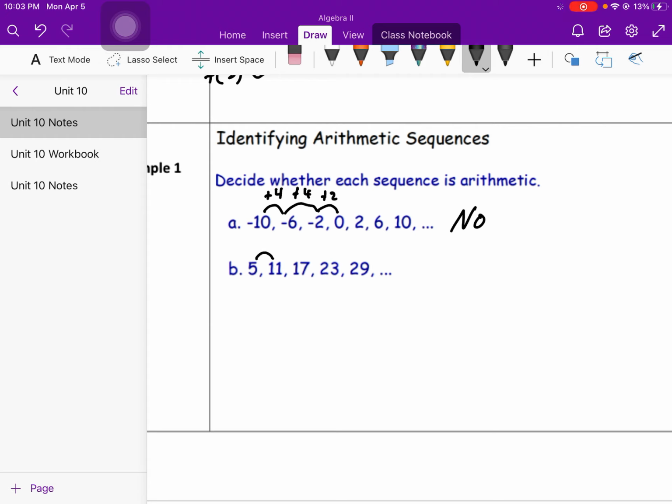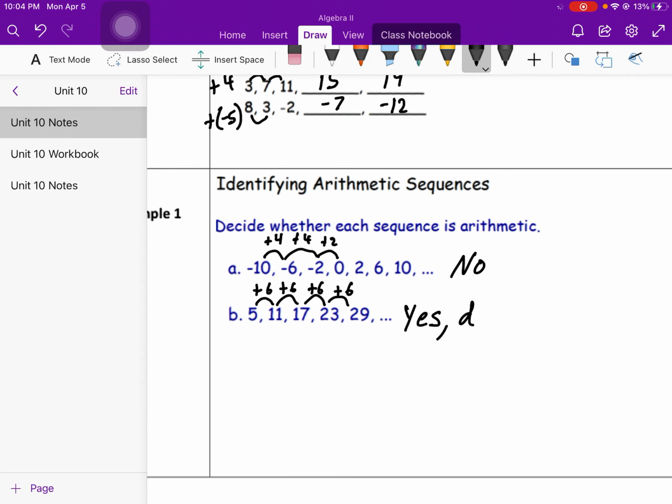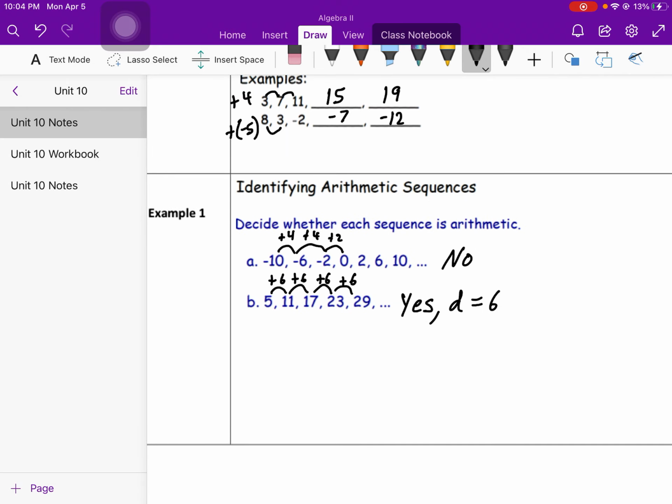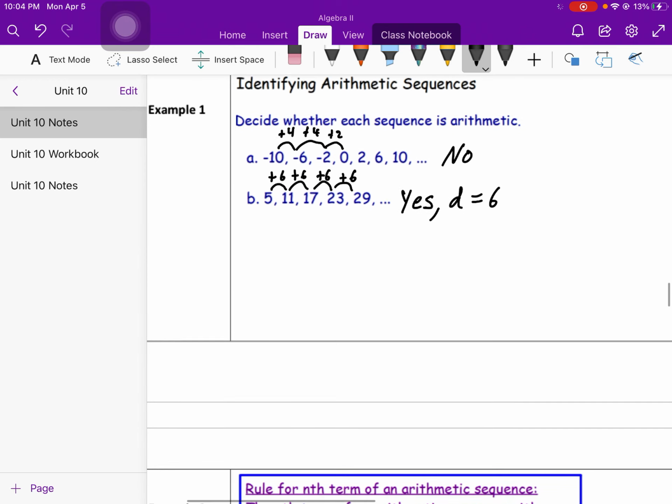Now this next one, 5 to 11, again we're adding, and that would be plus 6. 11 to 17, plus 6, plus 6, plus 6, and it's consistent all the way through. So this would be yes. And then rather than r, we're talking about a constant that we're adding, so d equals 6. That's going to be our new variable for the arithmetic sequence that we want to talk about.